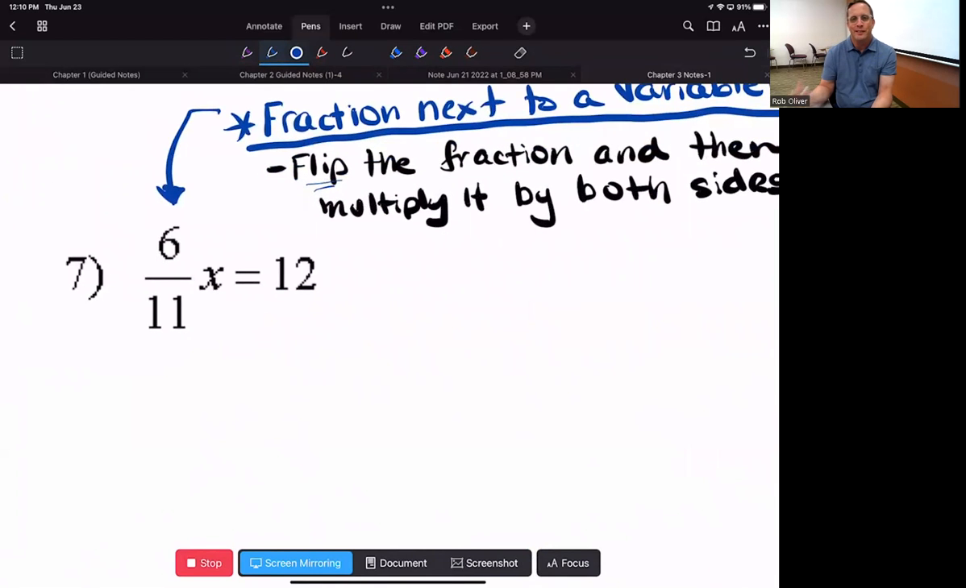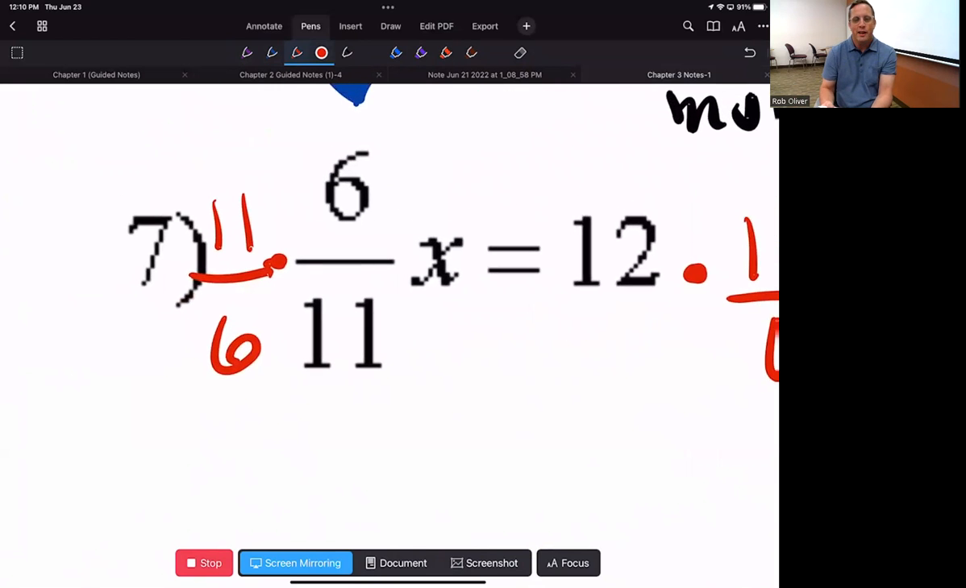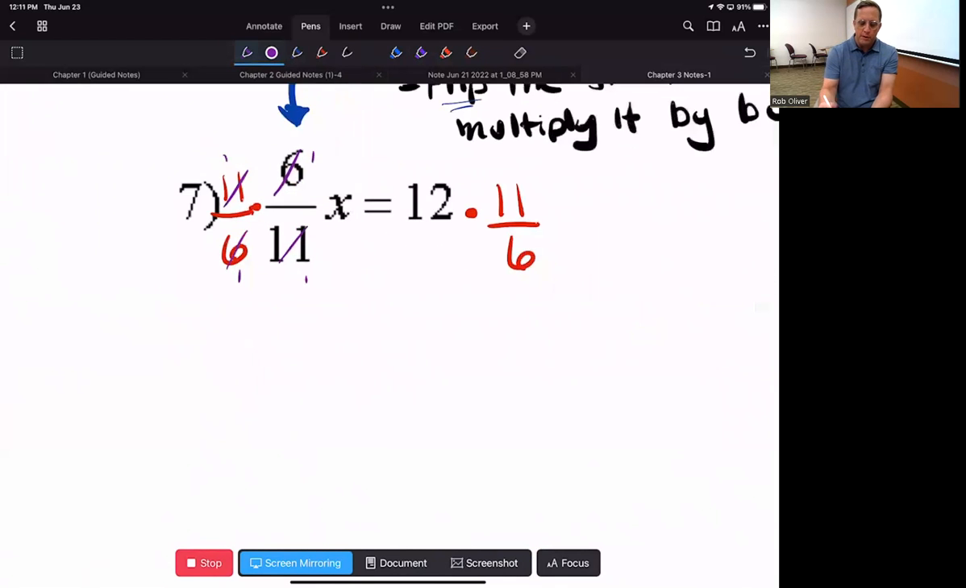When we flip 6/11, that becomes 11/6. So we're going to multiply the left side by 11/6, and we're going to multiply the right side by 11/6. See what's going on there? Let's focus in on that variable side. What's going on over there is a multiplicative inverse, not the additive inverse, but the multiplicative inverse. All those things turn into 1. Everything cross cancels, and that's what you want. You want everything to turn into a 1. So x and 1x is exactly the same.